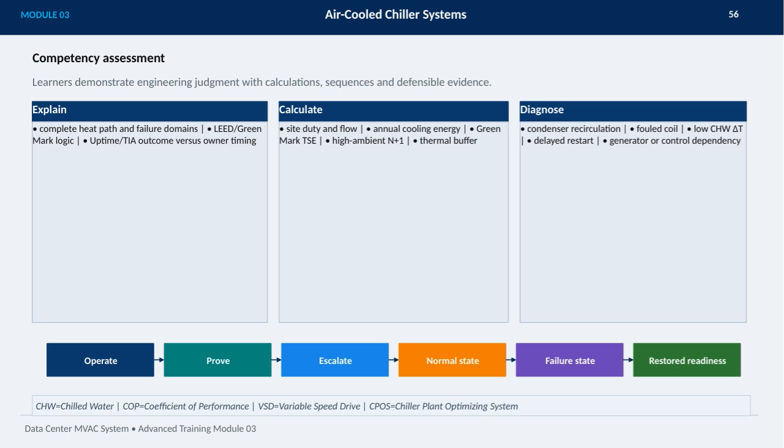We emphasize understanding the system across normal operations, failure states, and restored readiness. Key terms like CHW for chilled water, COP for coefficient of performance, VSD for variable speed drive, and CPOS for chiller plant optimizing system are fundamental to grasp throughout this module.